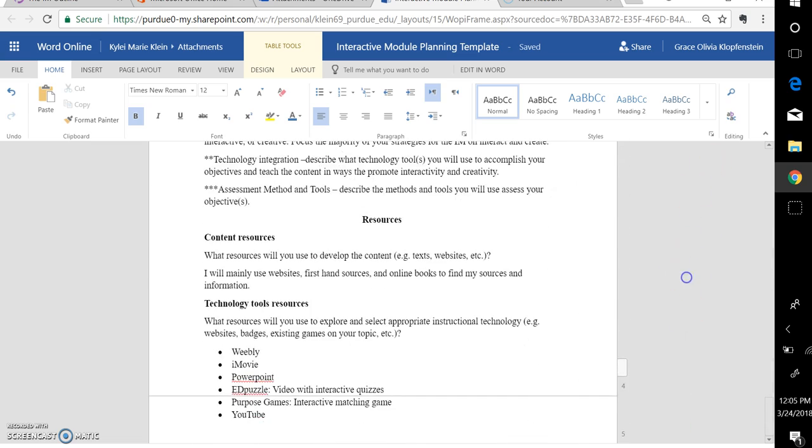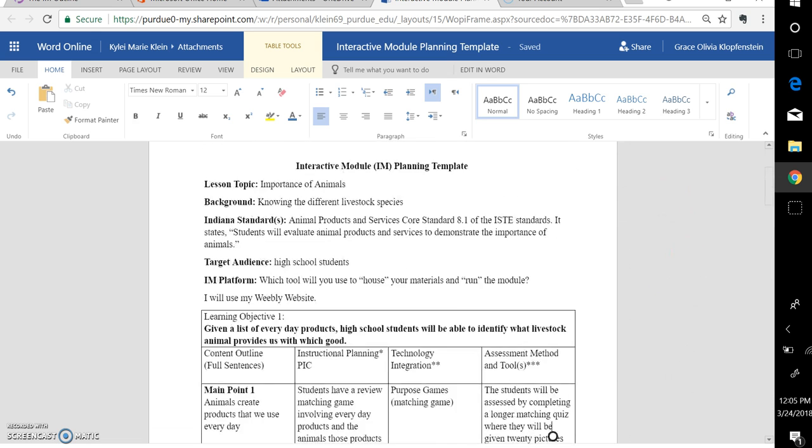Now, if you come all the way down here to the bottom, we have our content resources, and so I'll mainly be using websites, first-hand sources, and online books to find all of my information. And lastly, we're going to have our technology tools and resources, and I will be using Weebly, iMovie, PowerPoint, Edpuzzle, Purpose Games, and YouTube. So that is everything.